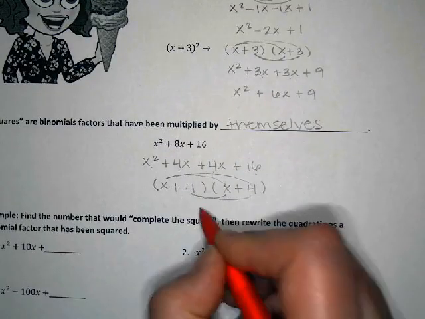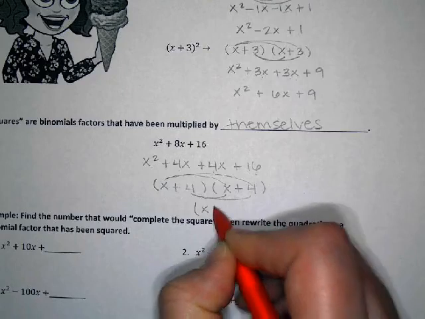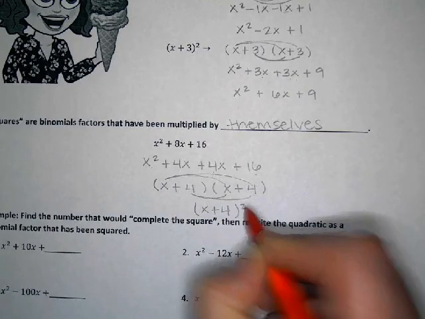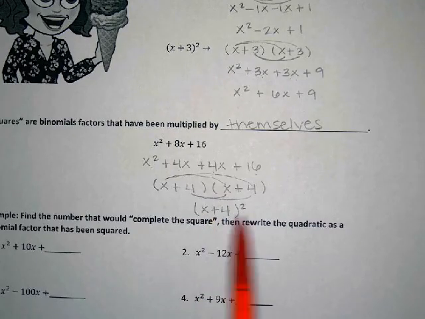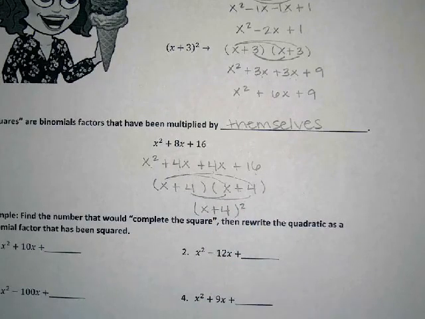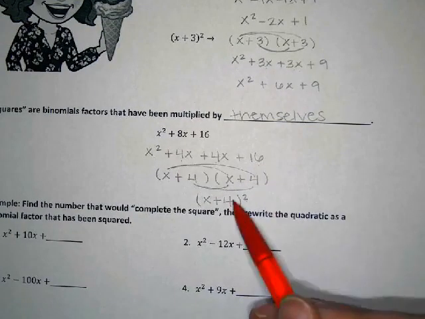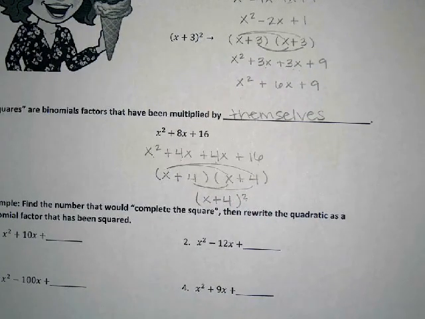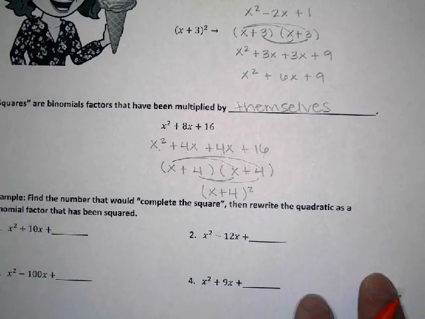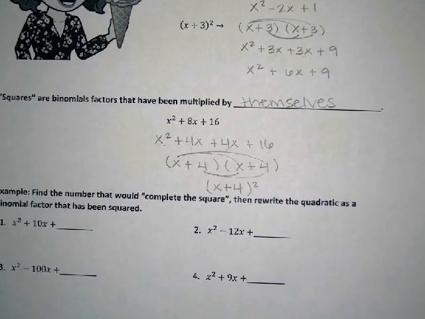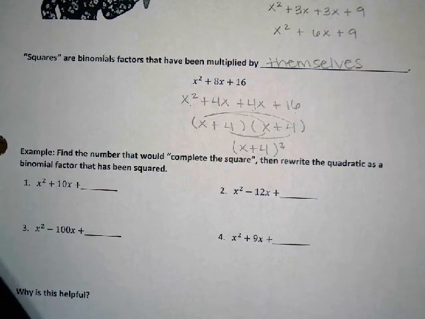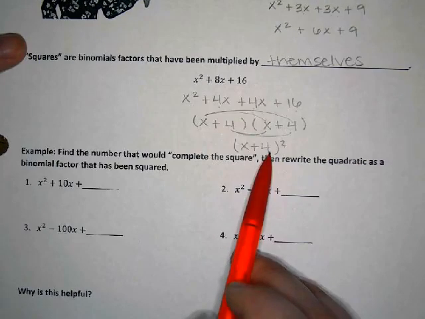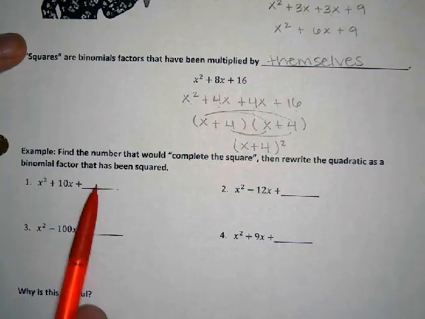And then if I write this as x plus 4 squared, does it make sense that I could take two of these parentheses and say that it is x plus 4 written twice? Yes. Okay. So what we just did is we completed the square. We wrote something as a square. Make sense? Okay. So here we want to figure out the same process. What we're going to do next is figure out this third number here.